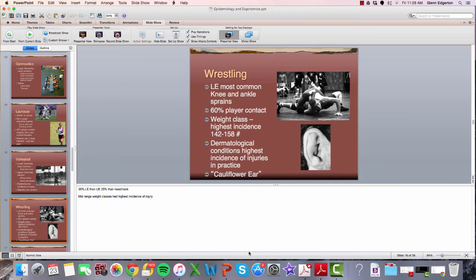Dermatological conditions are the highest incidence of injuries in practice because there's so much contact that they're having with one another. And so skin on skin, going to get things like ringworm and impetigo and just skin diseases in general. And then the picture in the lower right corner is a picture of cauliflower ear where you're getting fluid within the ear because of the amount of rubbing and friction that happens when you're constantly contacting another player. That swelling can appear in the ear, and that has to get drained and fixed. But really what you're seeing mostly is lower extremity injuries as well as skin conditions and cauliflower ear.